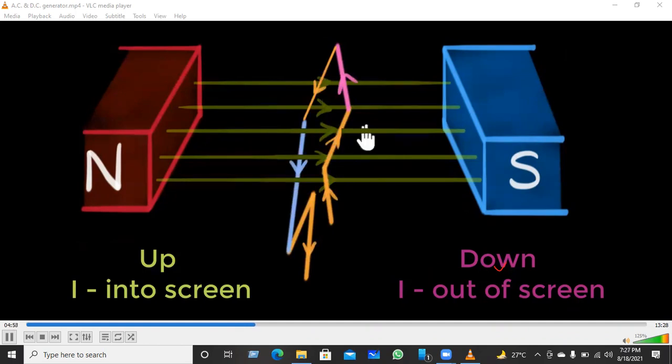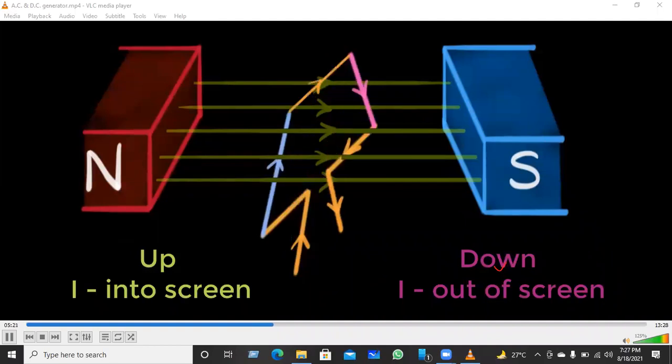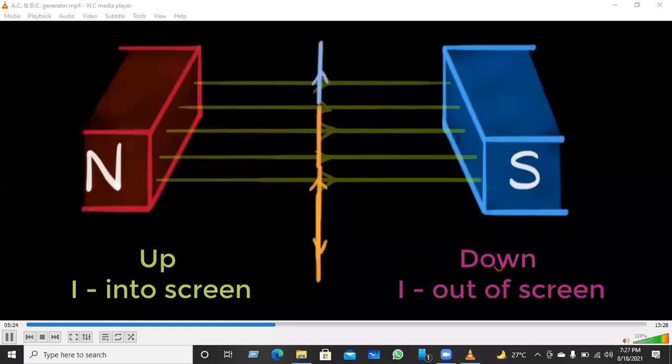This means now the current in the pink wire should be out of the screen, because we already saw using our right hand rule, when the wire is going down, the current must be out. And in the blue wire, which is going up, the current must now be inwards. In other words, the current will now change its direction. This is the important thing.